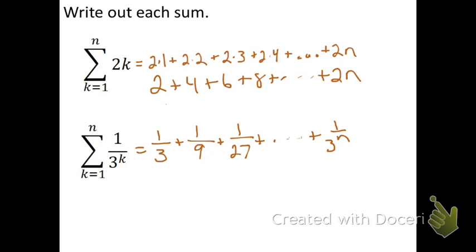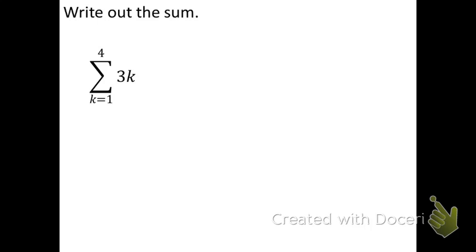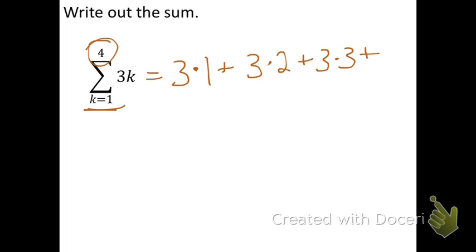Now what if we have a specific index that we're going to? This one is k equals 1 to 4 of 3k. So we're going to write terms 1, 2, 3, and 4 and add those together. k equals 1 is the term we're starting with, and we're going to go to term number 4. So we have 3 times 1, plus the second term, 3 times 2, plus 3 times 3, plus 3 times 4. Now we're going to add all those together. So 3 plus 6 plus 9 plus 12. And then you could add all those together.